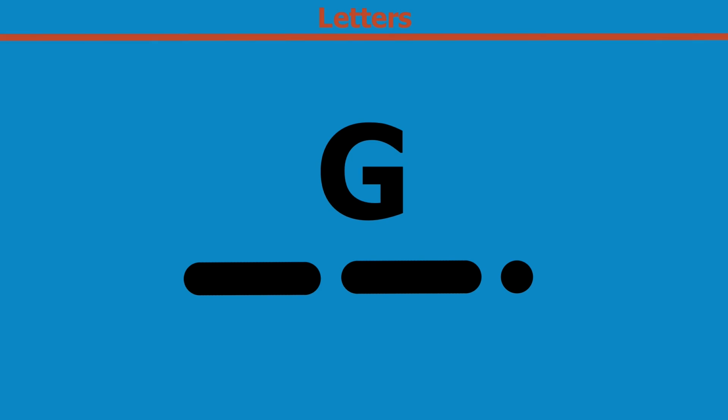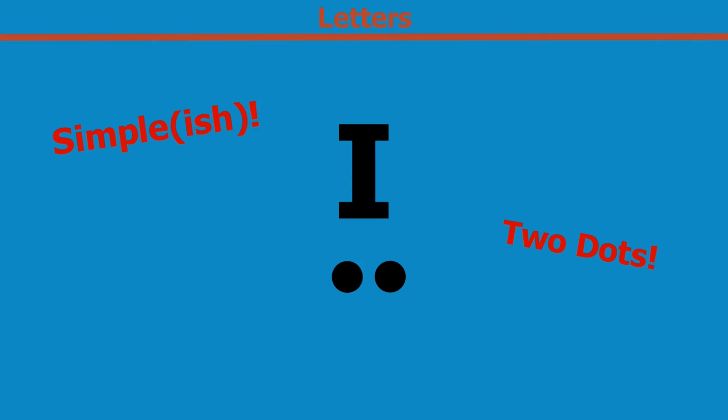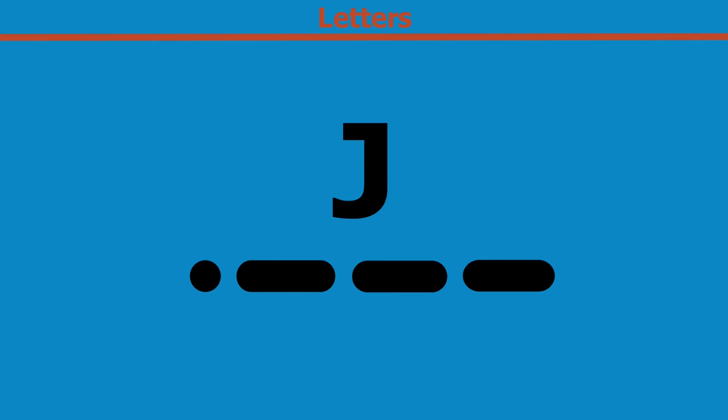G is 2 dashes and a dot. H is 4 dots, like a long, breezy breath. I is just 2 dots. It's a vowel like E, just less common. J is another difficult one.